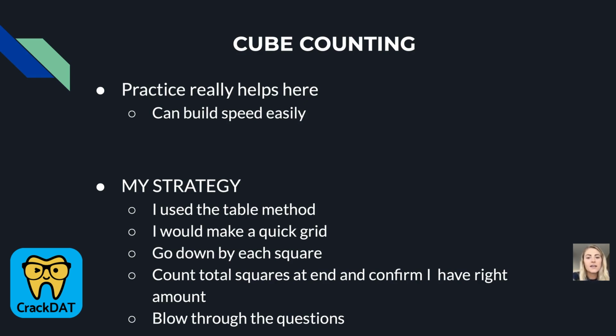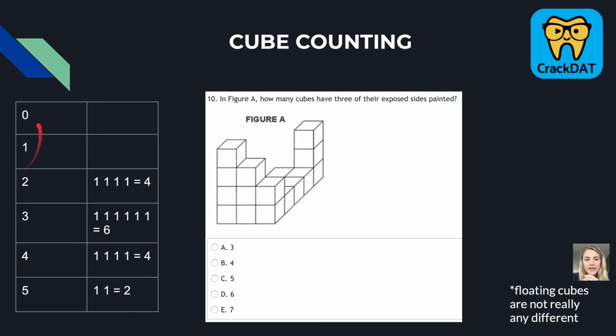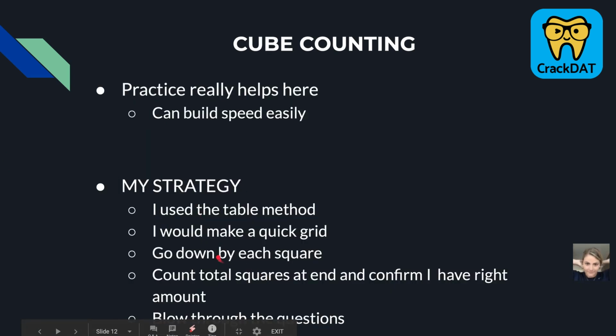So my strategy, I would use the table method. I would make a quick grid. Here on the left is an example grid, but honestly, on the actual test, I wouldn't even do 0, 1, 2. That's just too much time. I would just do this middle line and then 1, 2, 3, 4, 5, and then I would make tally marks over here. So these ones are supposed to be tally marks. Then I would go down by each square, count the total squares at the end and confirm I have the right amount, and that allows you to blow through the questions.